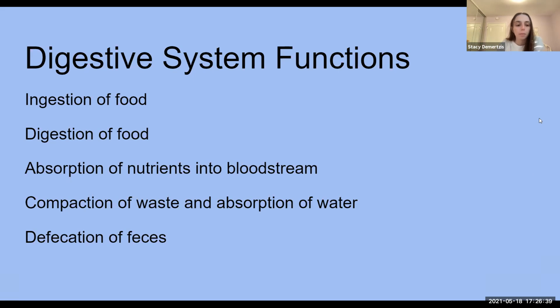After that occurs, compaction of waste, or the formation of waste, and the absorption of water is also going to occur. And then the defecation of feces, defecation of waste, is also going to occur. What's interesting about these functions of the digestive system is that they correspond pretty well to specific organs. And we're going to see later what that looks like. But before we move on, let's see if we can identify these together. Feel free to unmute yourself or put it in the chat. We'll go over this in detail on the next few slides when we can see some images, but to test your knowledge, what organs within the digestive system are responsible for these functions?